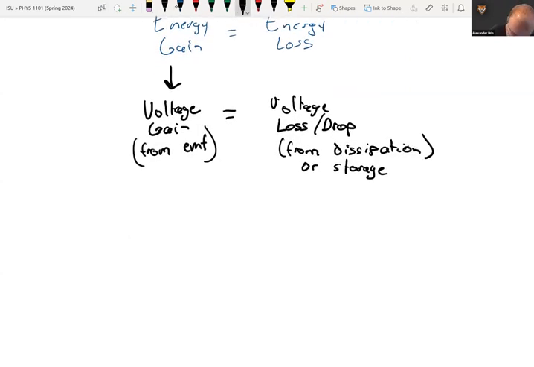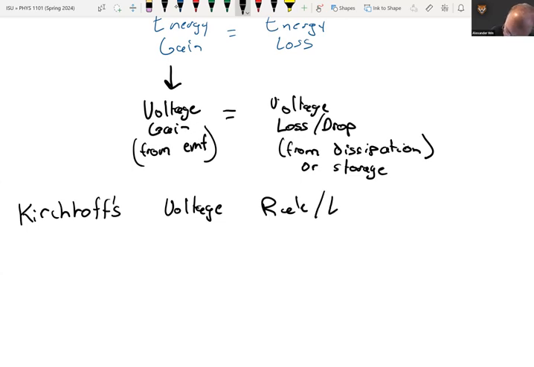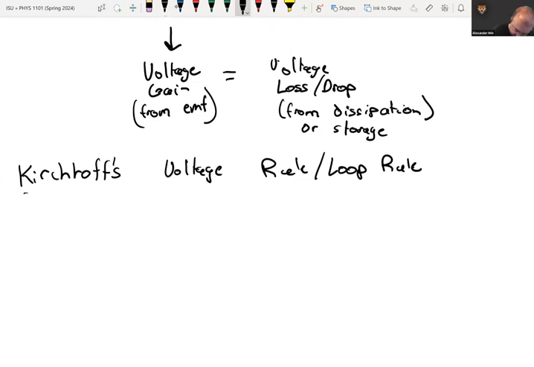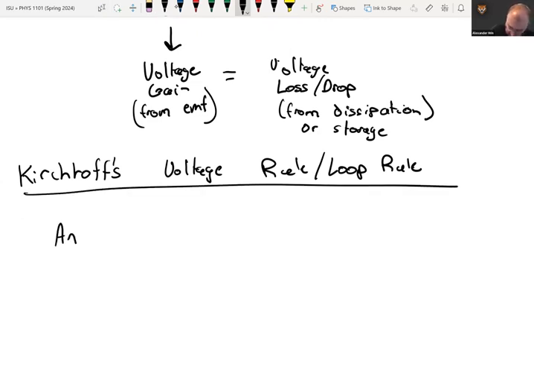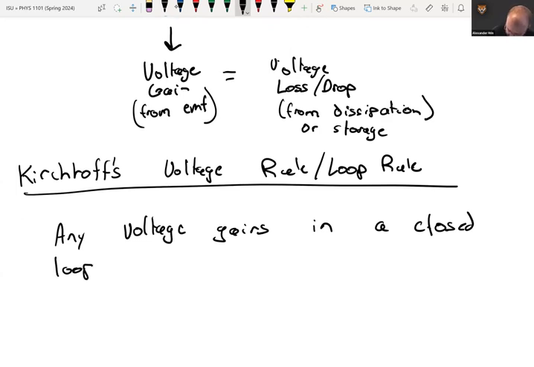Now, what this means is Kirchhoff's loop rule, or voltage rule. Kirchhoff's voltage rule, or loop rule. The idea behind this is that any voltage gains in a closed loop, and the loop has to be closed, so I will underline that.